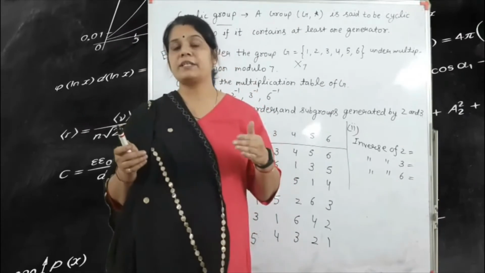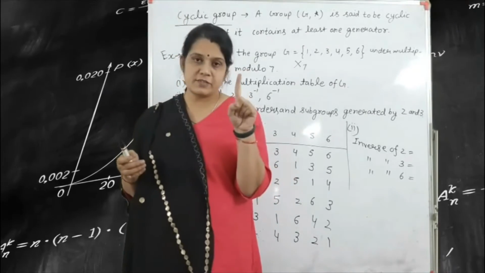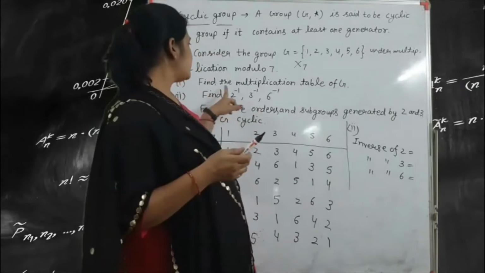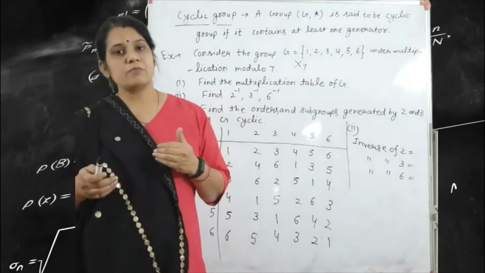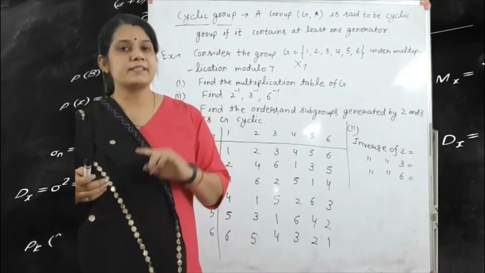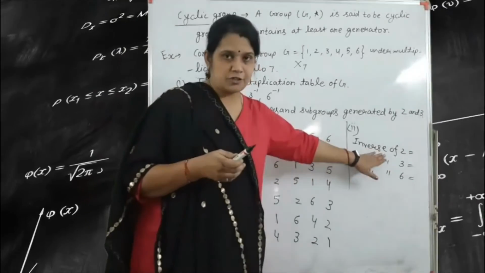And if our operator is given in the multiplication form, the identity element is always 1. Here we are given multiplication modulo 7. So according to multiplication modulo, what is the identity element? 1. So you check in every row according to your question.